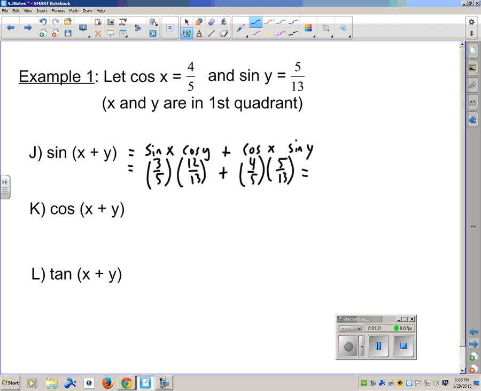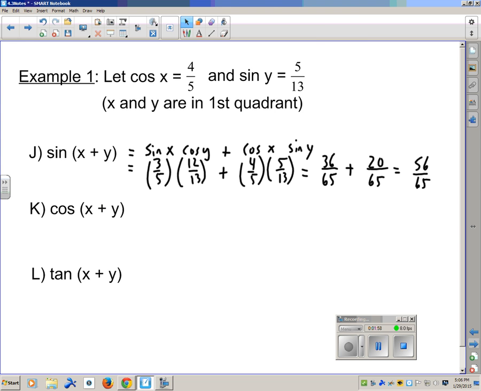So we have to multiply, order of operations says I have to multiply my numerators, multiply my denominators first before I add. So 3 times 12 there is 36, and then 5 times 13 is 65. And then we got 4 times 5 there is 20, and 5 times 13 there is 65. Notice just naturally, if you're doing it correctly, you're going to get the nice common denominator here. And then we can simply add our numerators and write down our common denominator. So if I add my numerators there, I get 56 over 65.